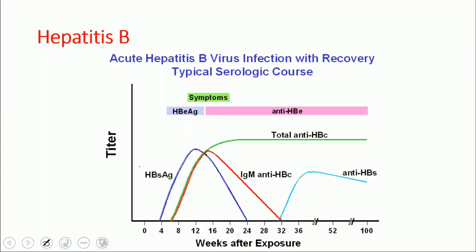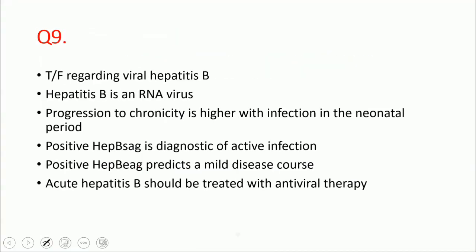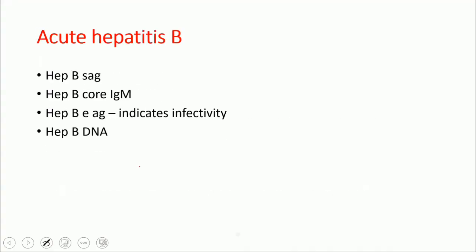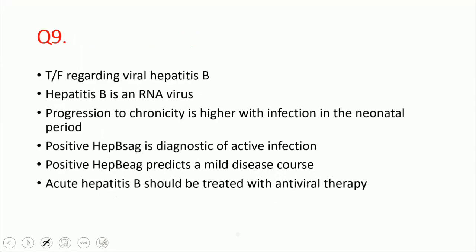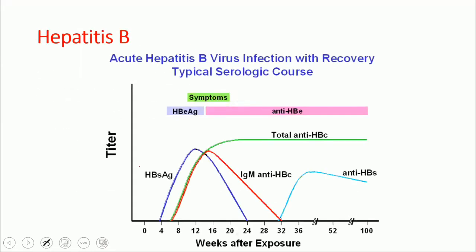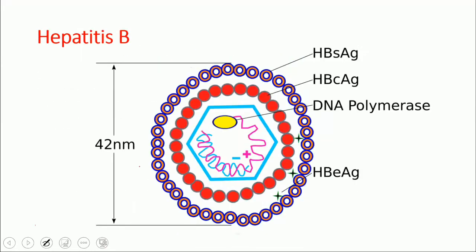Now the next MCQ is focusing on the diagnosis of hepatitis B. Now this is a very complicated area. I'm just going to teach you about acute hepatitis B diagnosis. This is the hepatitis B virus, which is a DNA virus. And you have several antigens which form the hepatitis B virus. So around the molecule you have a surface antigen.